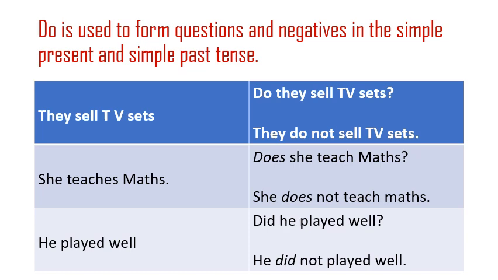Third sentence: He played well. The statement is in simple past. Did he play well? We use the past form of do. Did he play it well? Now it is changed to a question in simple past. He did not play it well. Did not is the auxiliary did, which changes the positive sentence to a negative sentence.